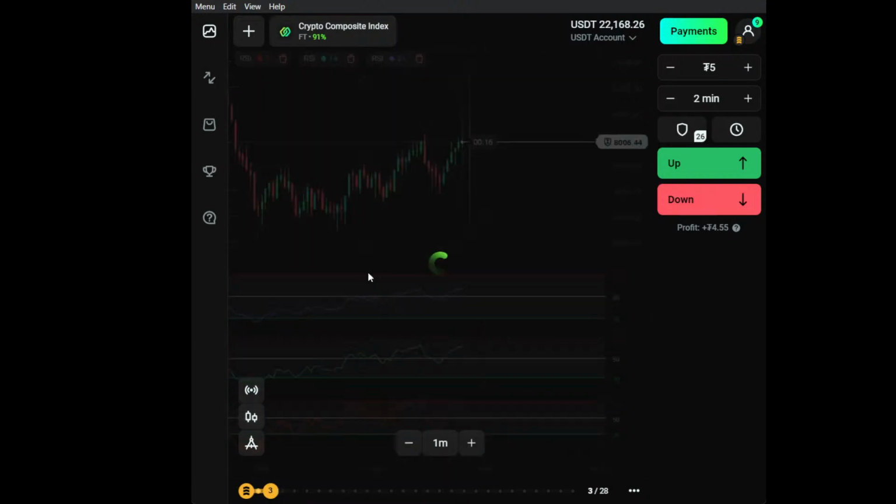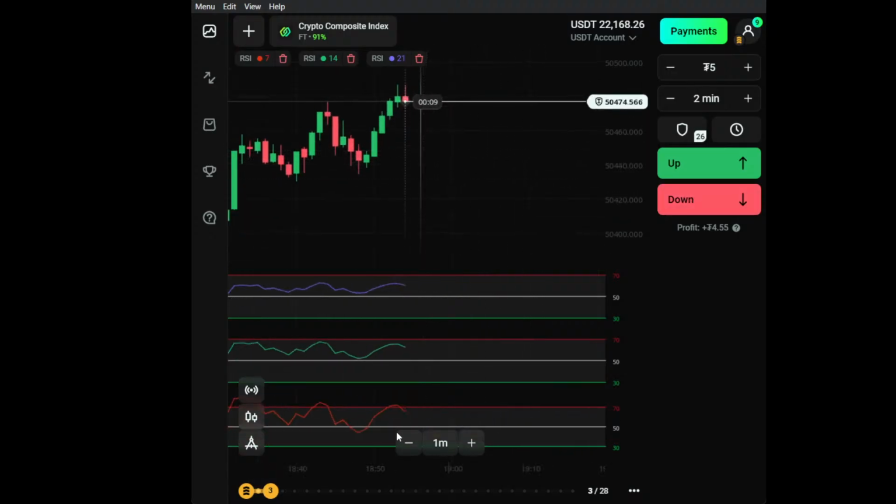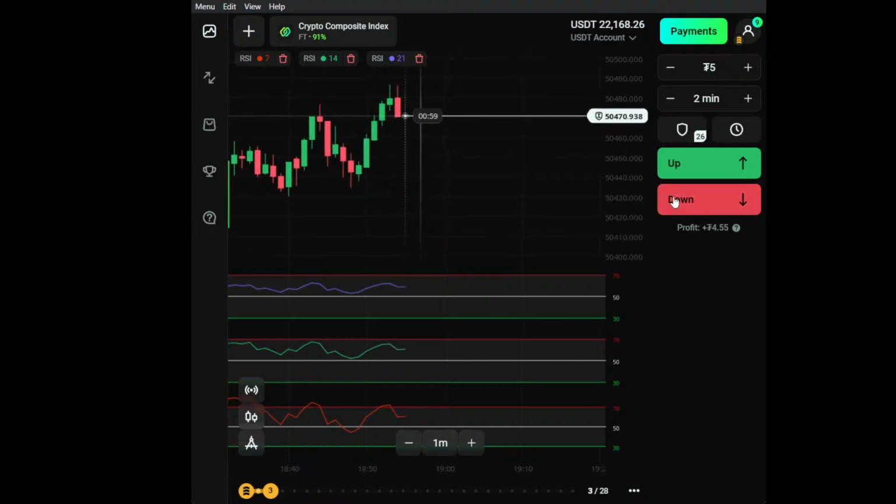Mahajantar index and crypto index might give us a signal. Let's just wait. Okay, you see there's a change happening. The 7 has shifted, 14 has shifted, and even the 21 has a bit of bend. We will wait for the trade to end and then we will make our next trade.